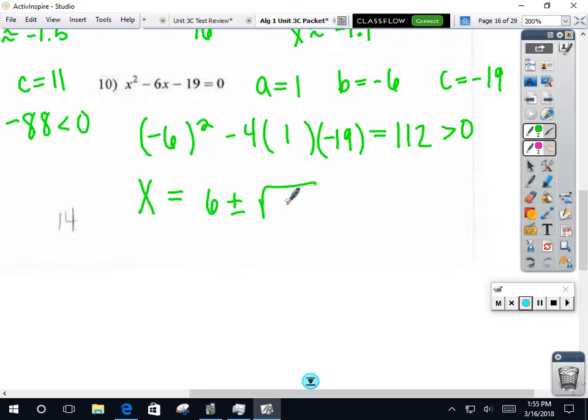Right. Over 2. Because your A is 1, so 2 times 1 is 2. Now to find the 2 solutions, you just type them in. 6 plus the square root of 112 divided by 2 is 8.3.